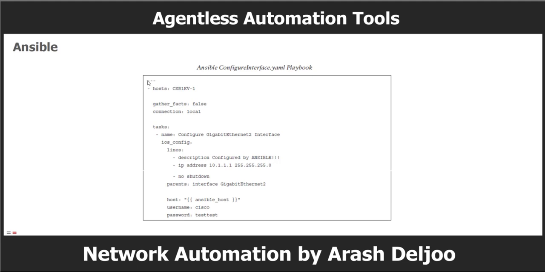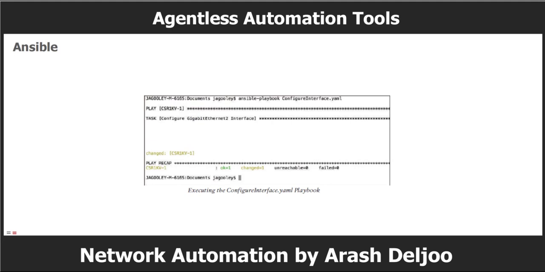As you can see, it starts with three dashes, and then hosts is CSR1KV-1, gather_facts is false, and connection is local. About the task, the name is configure GigabitEthernet2 interface, ios_config. Here we have these lines, this list actually: description, IP address and no shutdown, and some other configuration. Here you can see the credentials for logging in to this device.